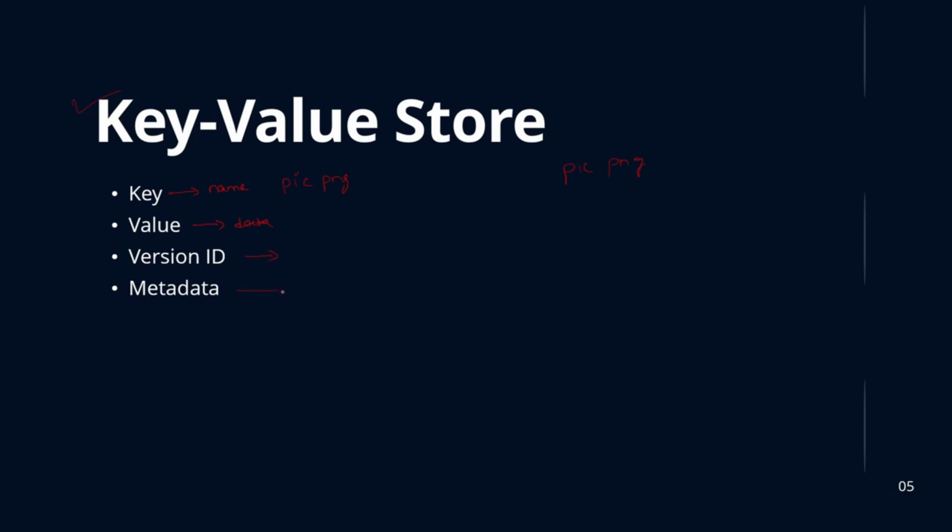And then you have metadata. Metadata is data related to the data that you are uploading, or in easier terms, data related to the object that you are uploading. For example, metadata would be the size of the file. Maybe the size of the file is only 23 KB. So the metadata would be 23 KB.